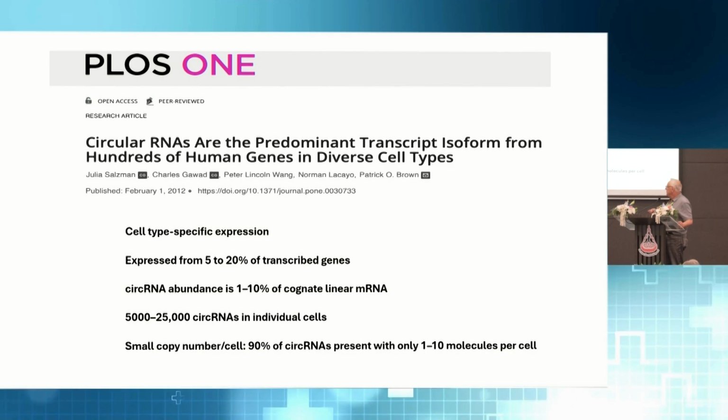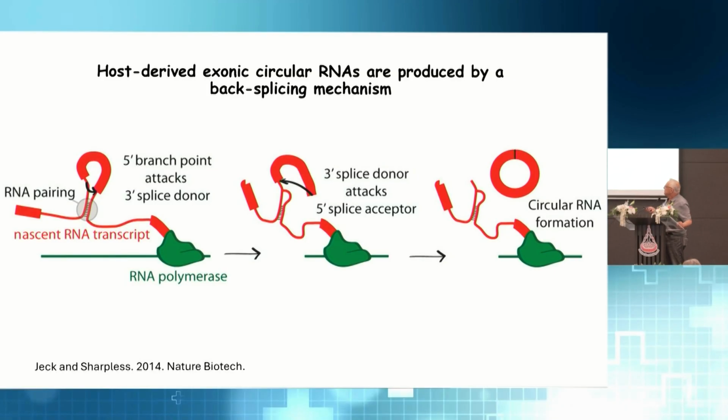The copy number is about 90% of circular RNAs. They only present 1 to 10 molecules per cell. So they're in small amounts, but if they're ribozymes, they could have catalytic activities and could have important function. So we asked, well, first of all, how are circular RNAs made? They're made by a backsplicing mechanism.